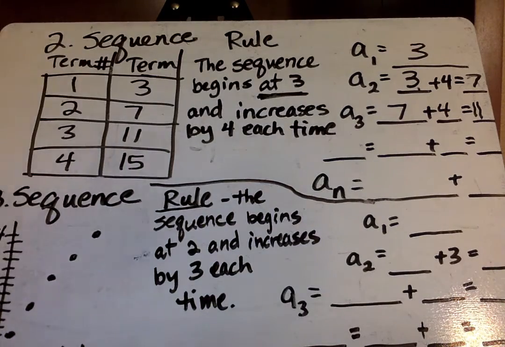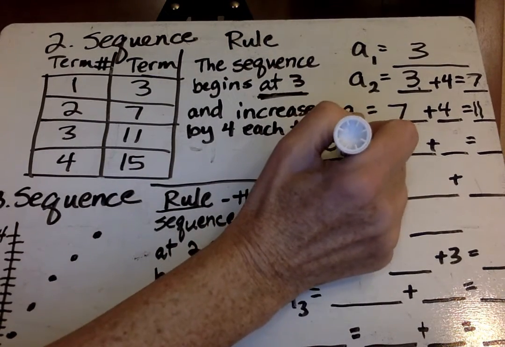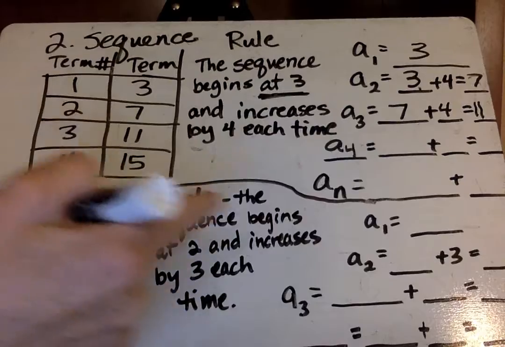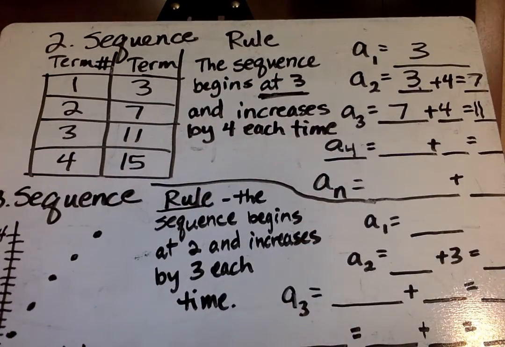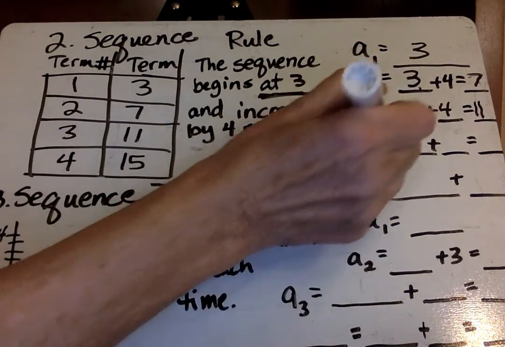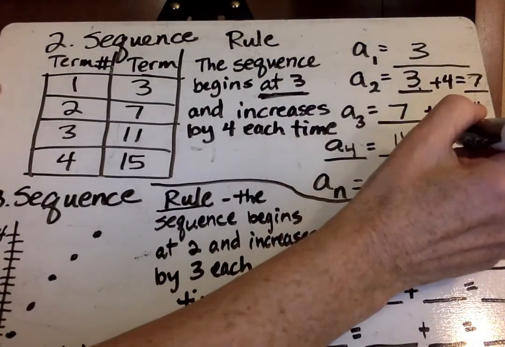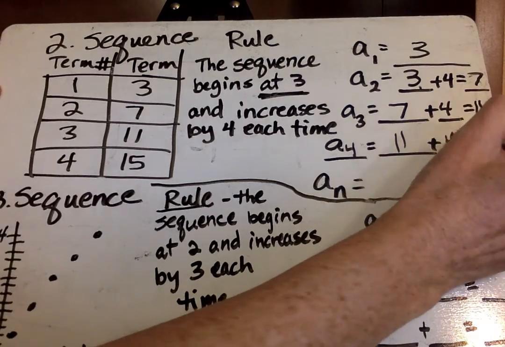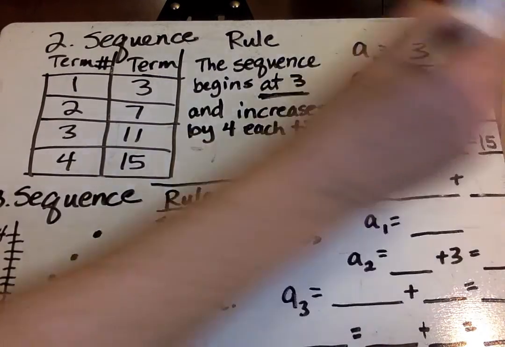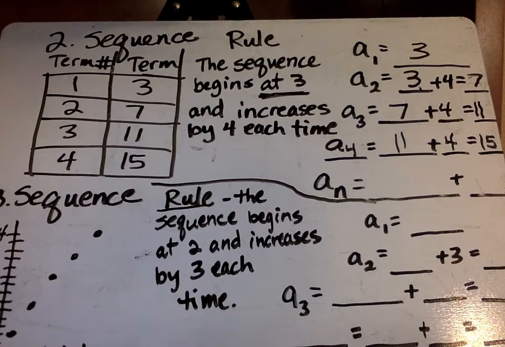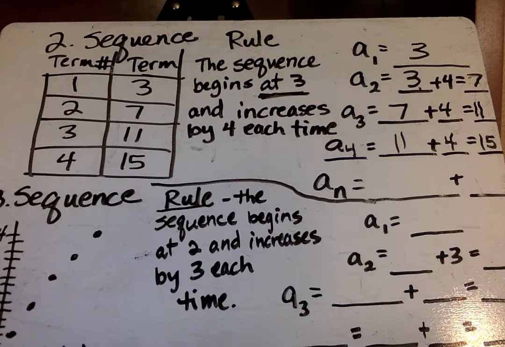Okay, and then A4 says we're going to take the previous one, again, which was A3, and we say that's 11. And what are we going to add to it? That's correct. We're going to add 4, and we get 15. So now, after we've done 4 in the sequence, we can figure out what a to the n is going to be. And a to the n could be anything.